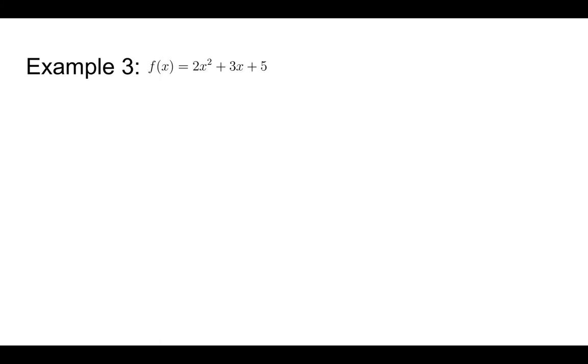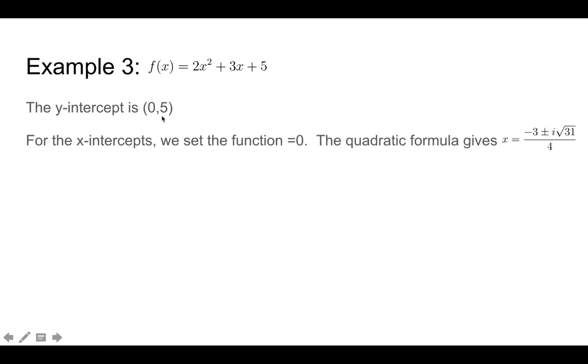Okay, one more example. We want to graph this quadratic. Y-intercept, or in standard form, y-intercept's right in front of us. Just plug in x equals 0. You can see you get 5. Y-intercept is the point 0, 5. For the x-intercepts, we would set the function equal to 0.